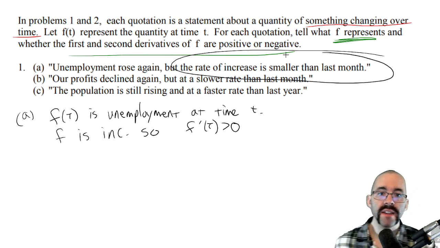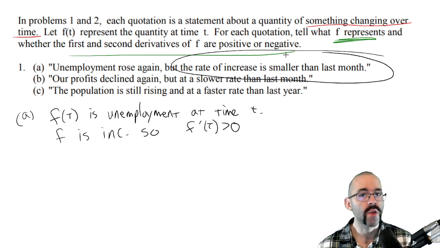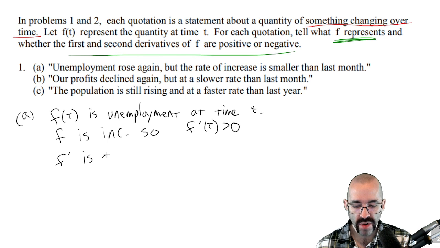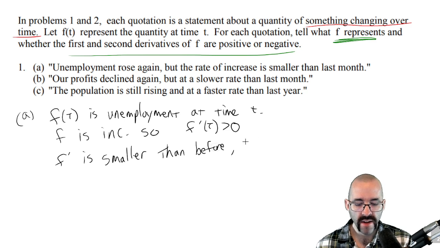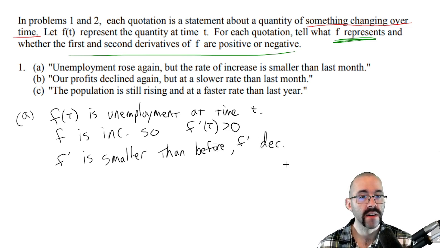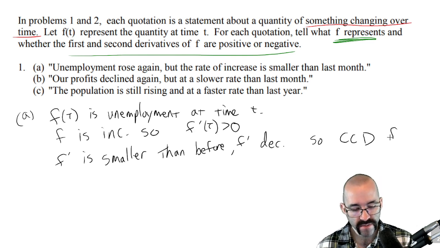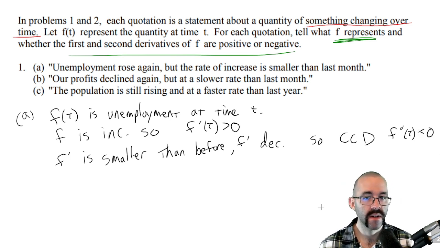Now, here's the thing: how is the derivative changing? The rate of increase is smaller than it used to be. The derivative is smaller than it used to be. f prime is smaller than before. That means f prime is decreasing. That was one of our definitions of concavity. It's concave down. The second derivative must be negative.